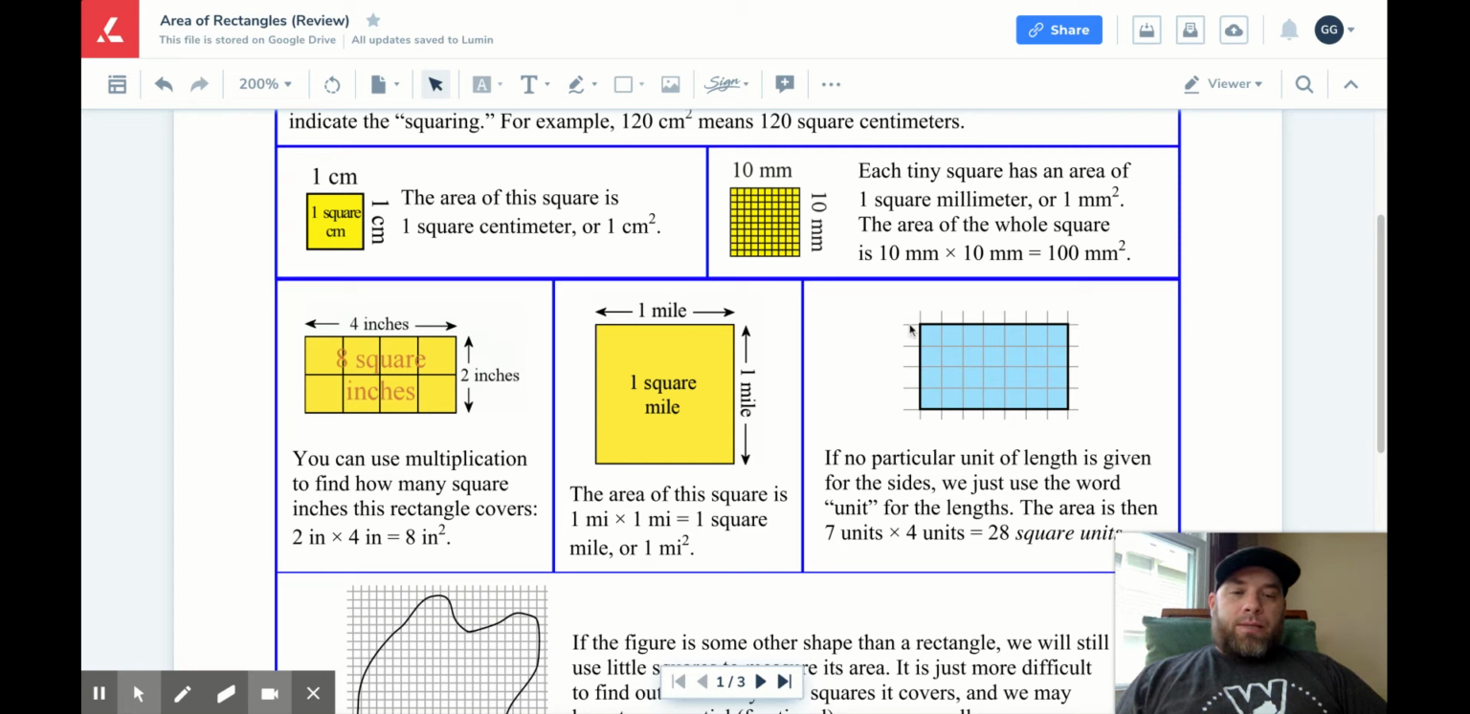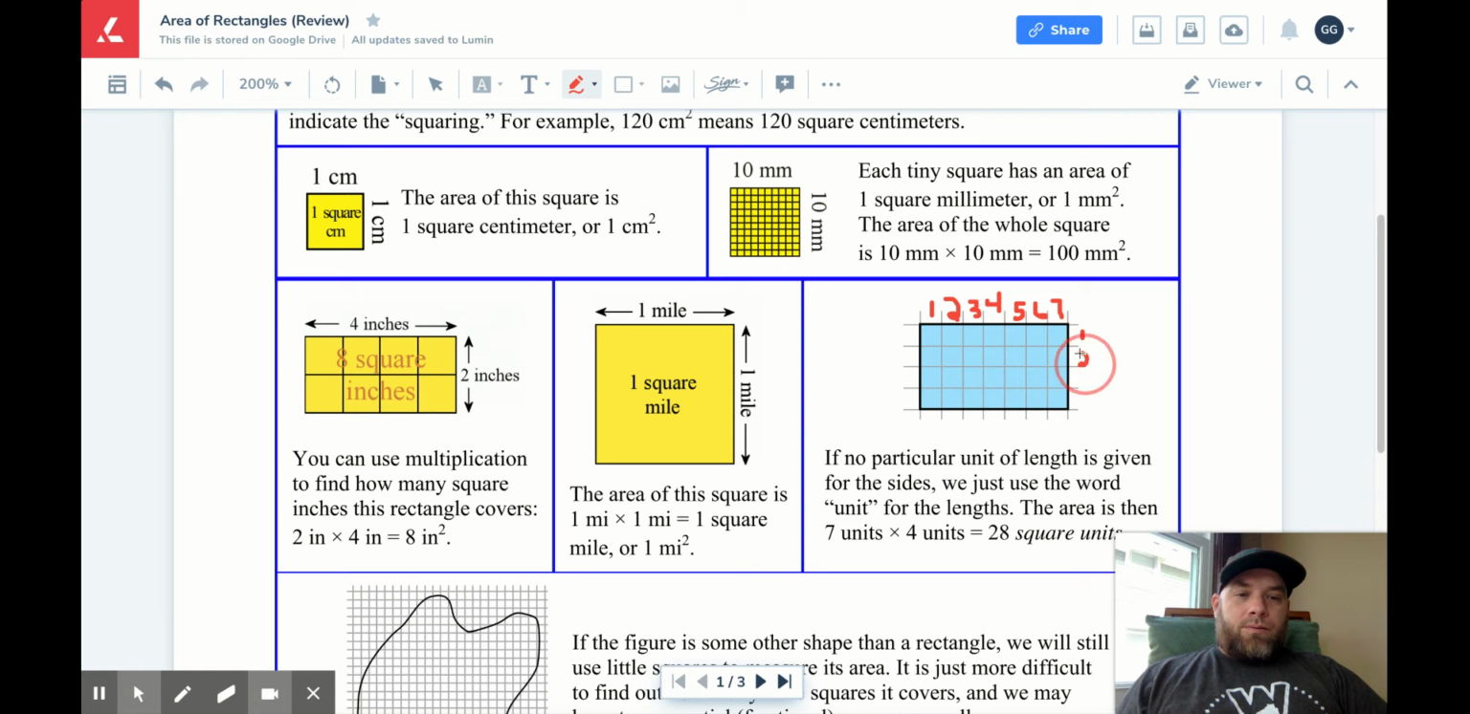Sometimes we'll end up with problems like these that do not have our numbers. And what we have to do here is we just have to count. So if no particular unit of length is given for the sides, we just use the word unit for the lengths. The area is then, here we have 1, 2, 3, 4, 5, 6, 7. So I counted the length, we'll call that length, and then we'll call this height.